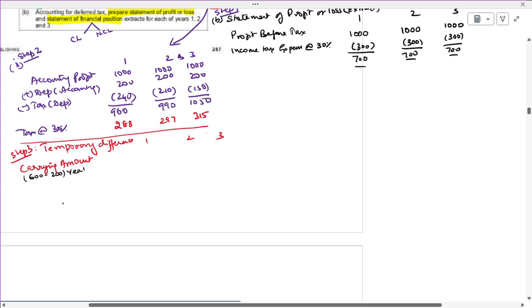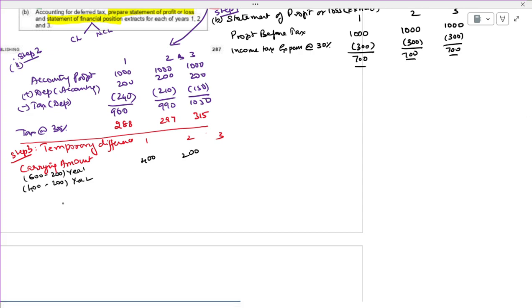What is the carrying amount? Carrying amount is 400. Second year, 400 minus 200 depreciation, year 2. Carrying amount is how much? 200. Year 3, 200 minus 200. Carrying amount is 0.